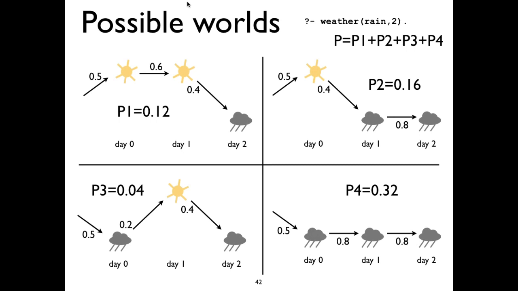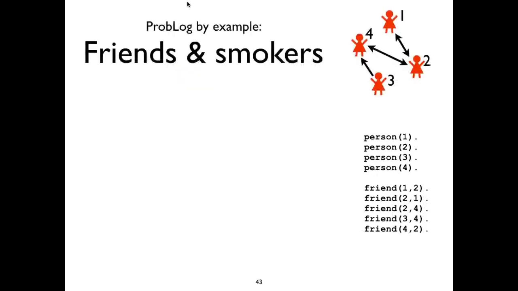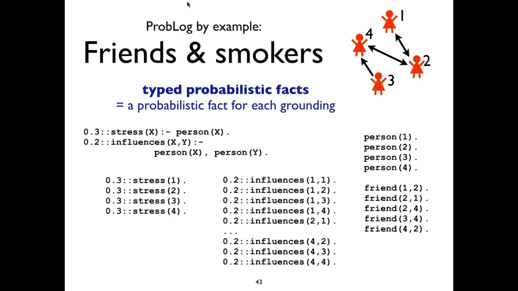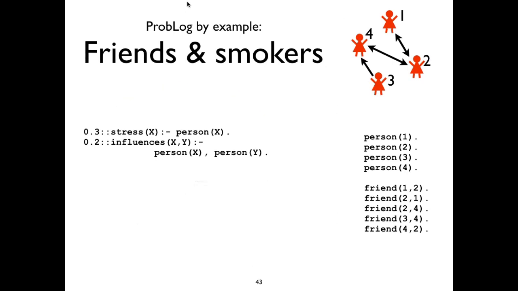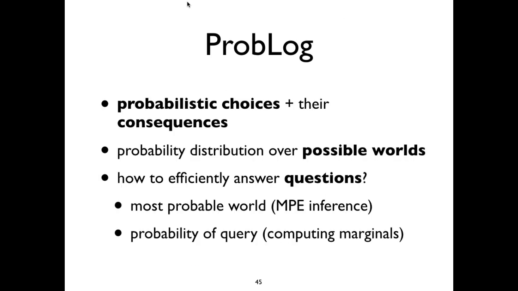I don't want to spend too much time on this. There are more interesting things to look at. Let me rather summarize the basis of what I've said. You've got probabilistic choices and their consequences in ProbLog. It generates a probability distribution over possible worlds. And then you can look at the kind of questions to answer.